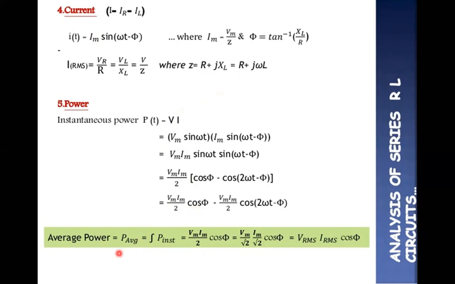So if you calculate the average power, it is the integration of instantaneous power. So finally it comes as VRMS into IRMS into power factor, which is nothing but cos phi.